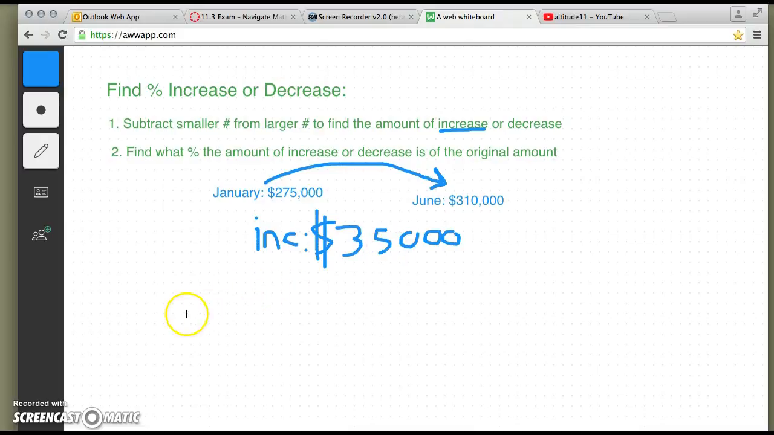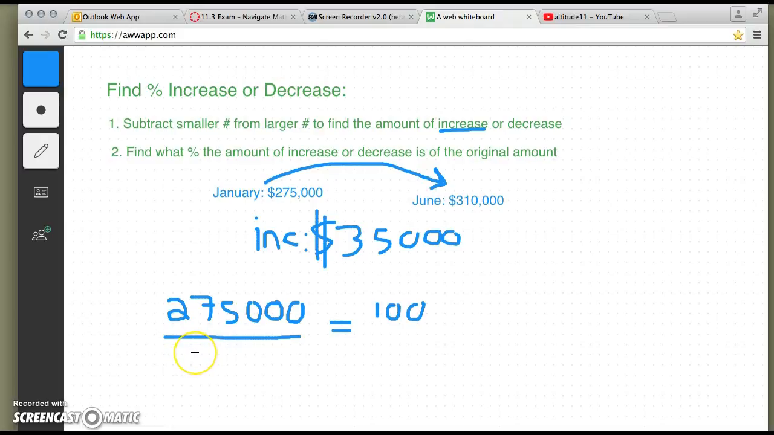So what percent is $35,000 of $275,000? All right. So what we need to do is we need to set up ourselves a proportion. So basically we have $275,000. All right, that was the total amount of money that we had at the beginning of this entire process, meaning that is representative of 100% of all the money we had.